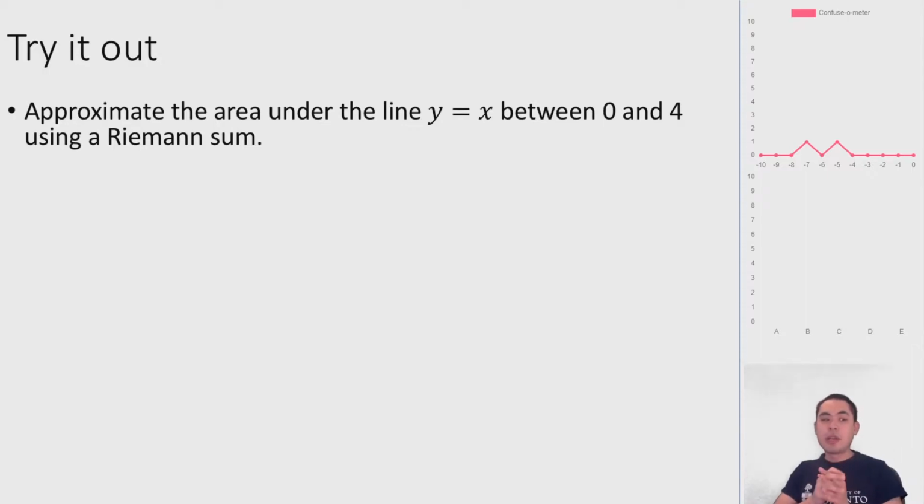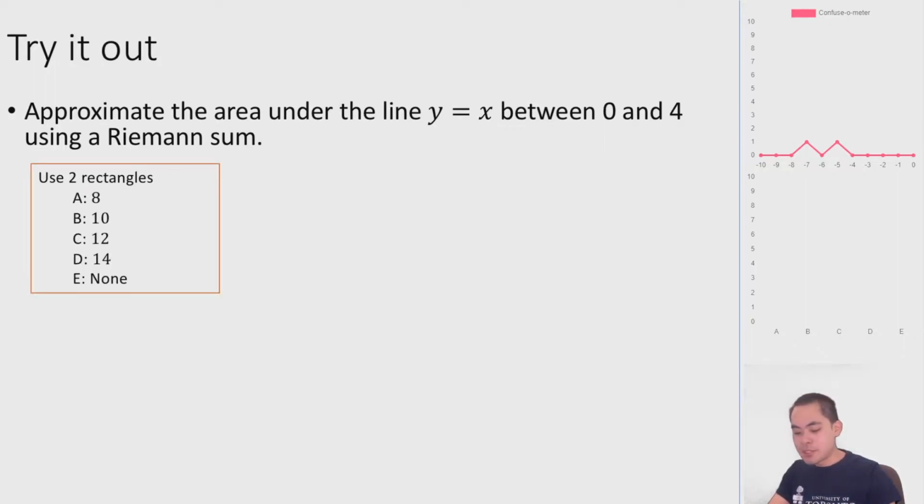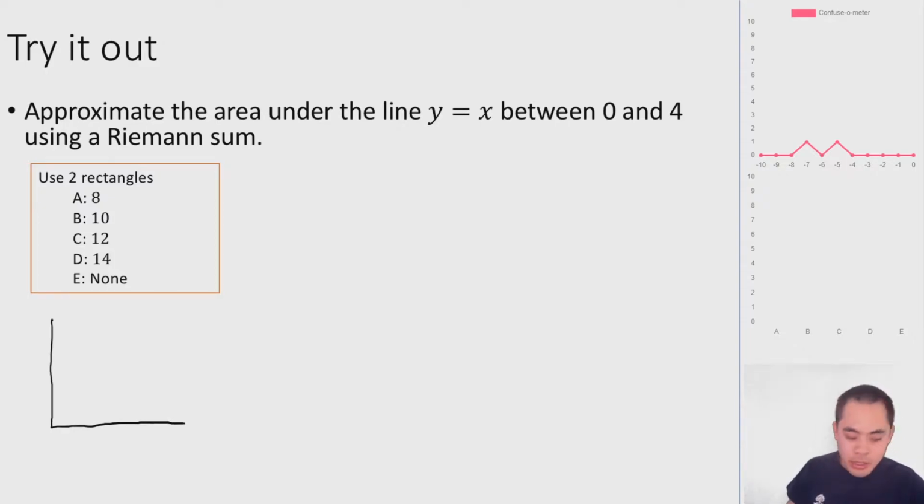So what I want you to do now is approximate the area under the line y equal to x between 0 and 4 using a Riemann sum. So first, let me ask you to use two rectangles and tell me what the answer is. So let's draw that out while you try to compute it. So the line y equal x, let's see, 1, 2, 3, 4, 1, 2, 3, 4. And this line looks something like this.